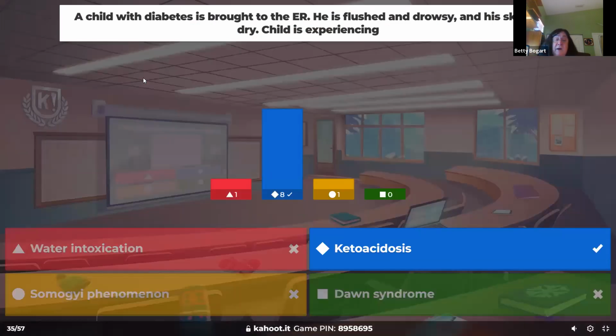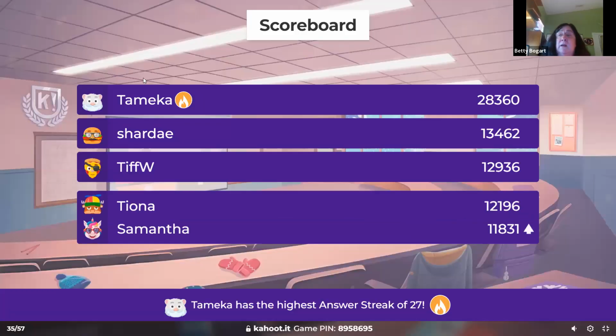So that's ketoacidosis, all right? So flush, drowsy, skin is dry, they're diabetic. The one thing I'm going to check is the blood sugar and get a urine on them right away, see what's going on.